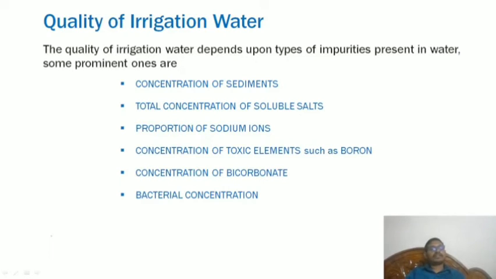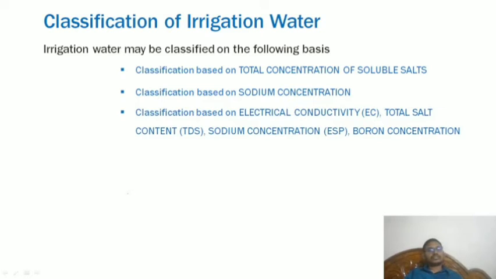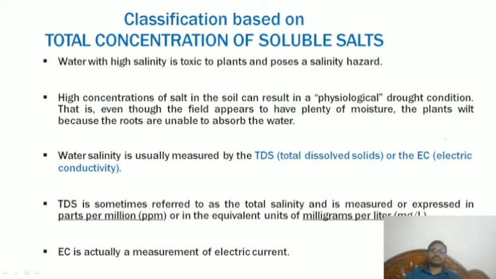Now, the quality of water varies depending upon the types of impurities present in it. Some prominent ones are concentration of sediments, total concentration of soluble salts, proportion of sodium ions, concentration of toxic elements such as boron, concentration of bicarbonate, and bacterial concentration. Irrigation water may be classified by total concentration of soluble salts, sodium concentration, electrical conductivity, total salts, which we call TDS, total salt content, and ESP, sodium concentration, and boron concentrations.